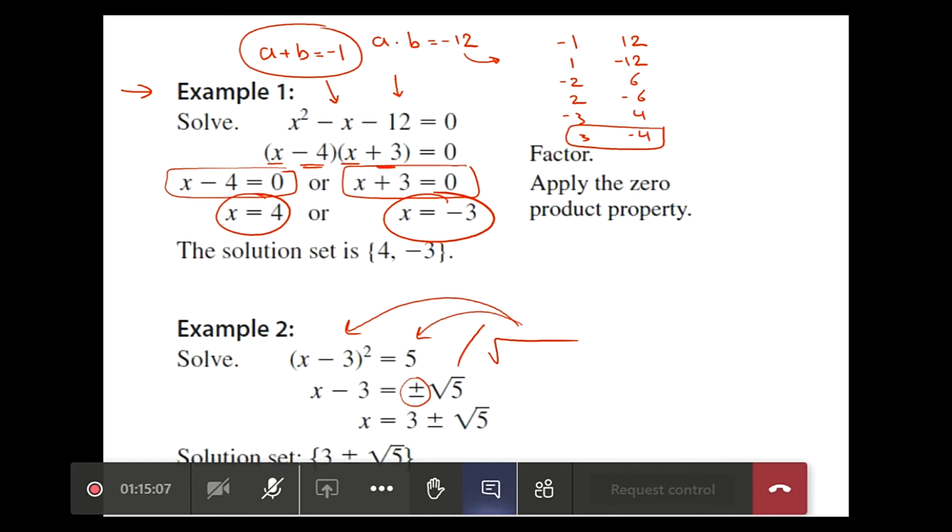And radical 5 is still radical 5. No need to simplify and find it by calculator. Put radical 5 as it is. Now move the 3 to the other side, so we have positive 3. Now we have two solutions, 3 plus radical 5. These are two solutions, not one solution. The first solution is 3 plus radical 5, and the second solution is 3 minus radical 5.